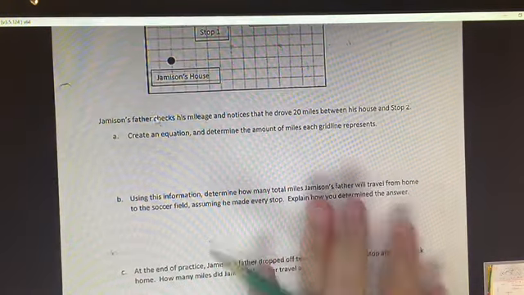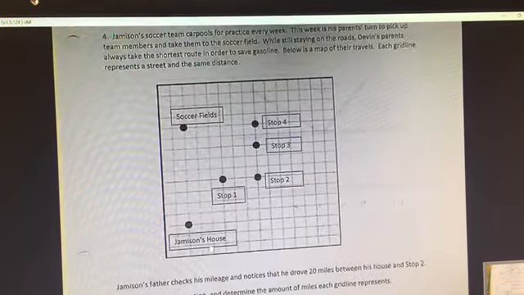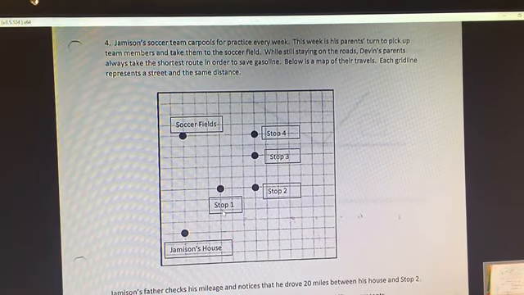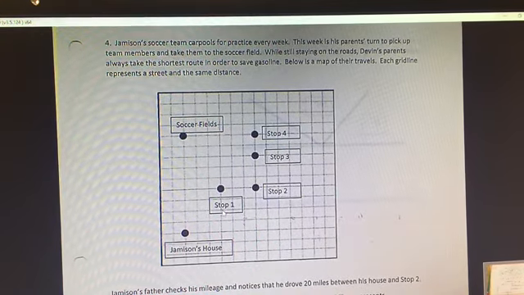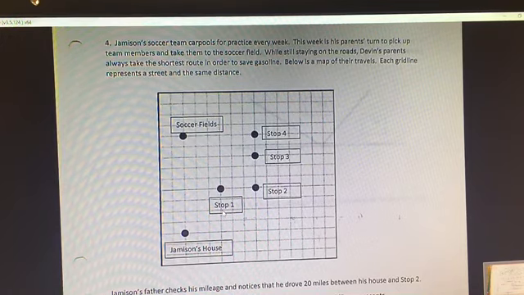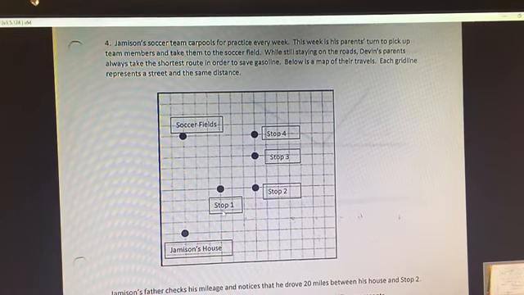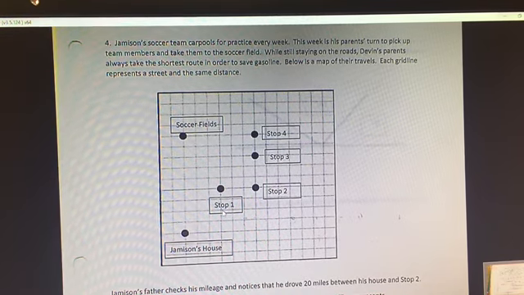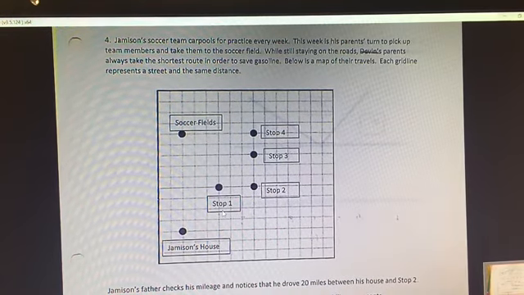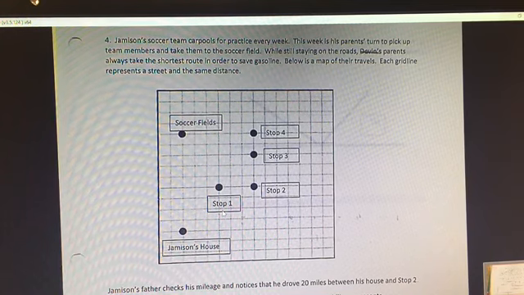Okay, it says that Jameson's soccer team carpools for practice every week. This week it's his parents' turn to pick up the team members and then take them to the soccer field. Well, still staying on the roads, okay? Jameson, sorry, there's another mistake in there. Jameson's parents always take the shortest route in order to save gasoline. Below is a map of their travels.